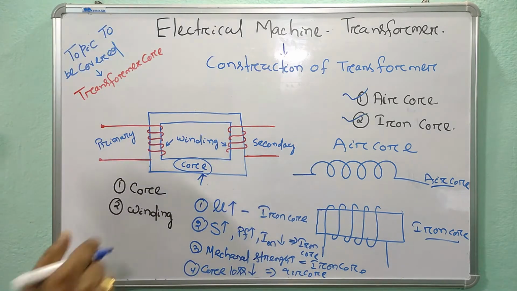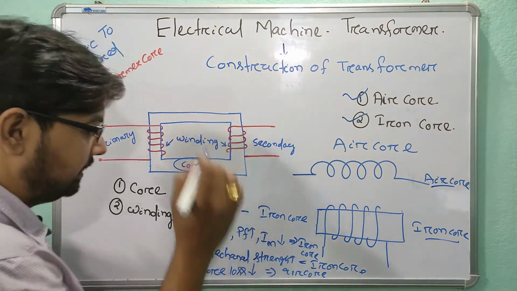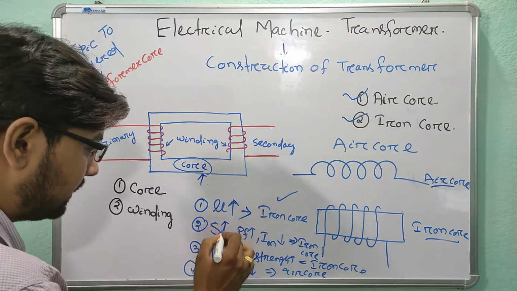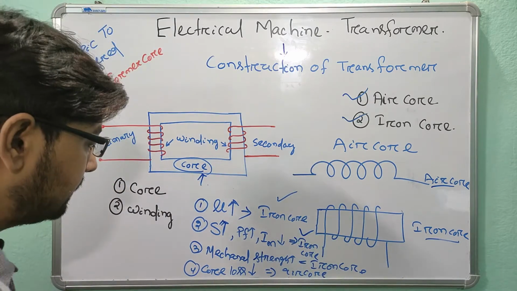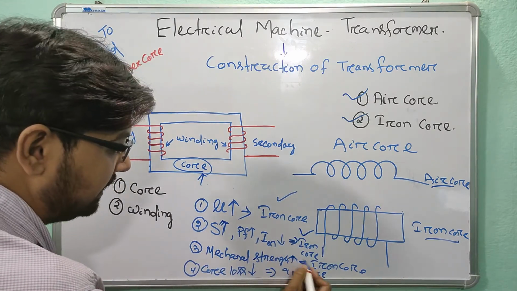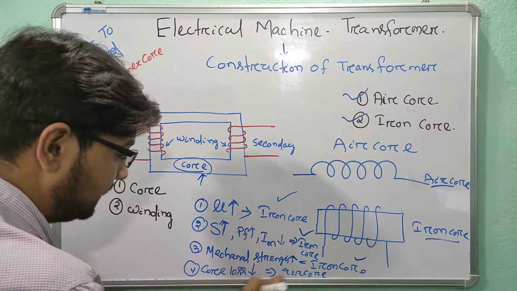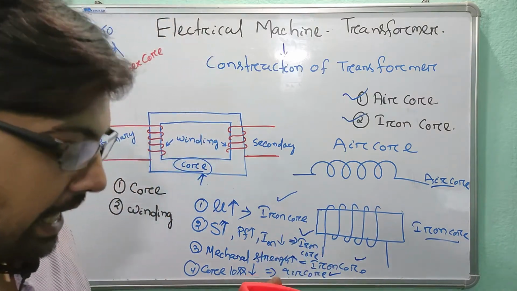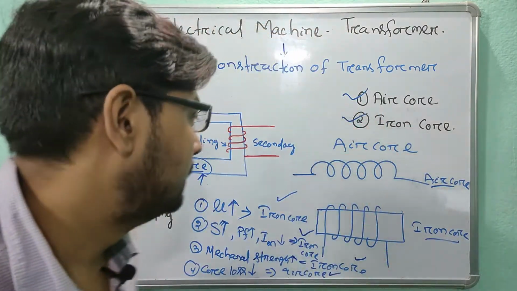Now you see this, if mu is high, that is permeability high, iron core is preferred. If reluctance is high, power factor is high, and IM is low, iron core is preferred. For good mechanical strength, iron core is preferred, and for low core losses, air core is preferred. So due to this, iron core is used in the transformer core.